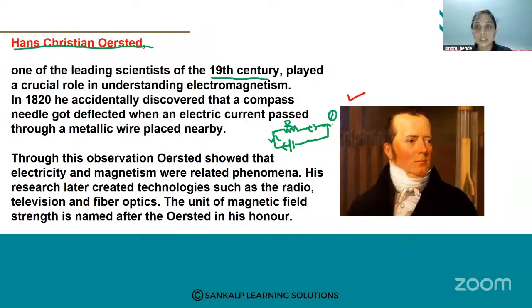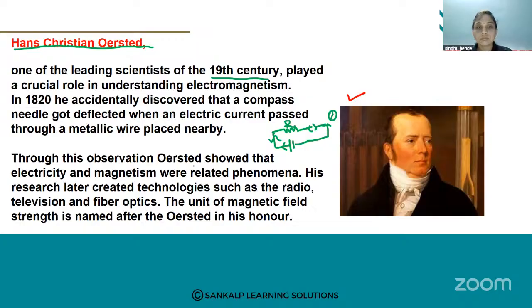When it showed some deflections, when the current flows through the circuit, that time this compass shows some deflections. Due to those deflections, he concluded that there is some link between the magnetic effect and electric current. So due to this experiment he invented the magnetic effect of electric current.